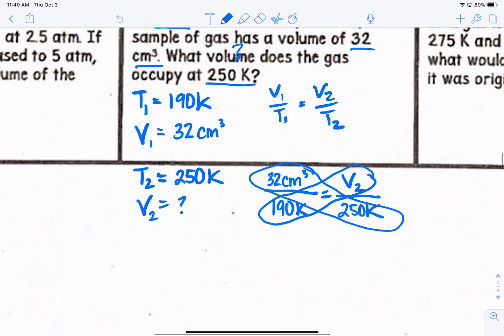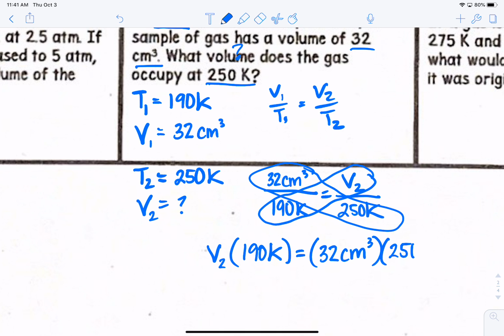So what do you get? You get V2 times 190K. I'm being very diligent about my units. That's important. And I do 32 centimeters cubed times 250K. By the way, you could have done 250K times 32 centimeters cubed. Doesn't matter because of the commutative property of multiplication. All right, to get the V2 by itself, we'll divide both sides by 190K.